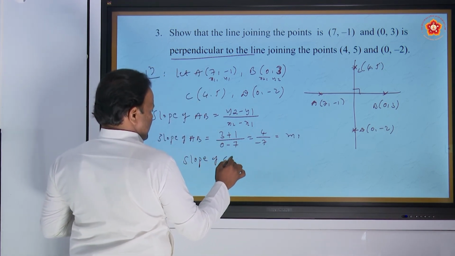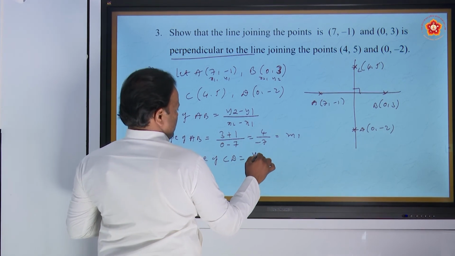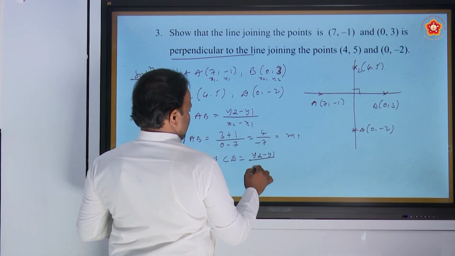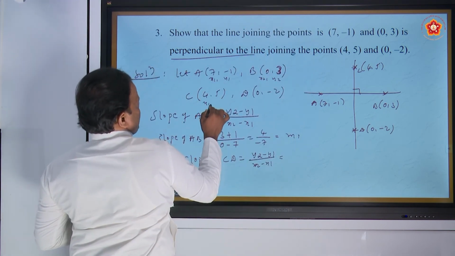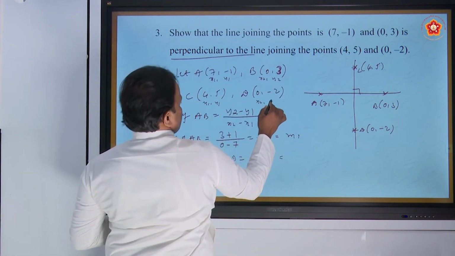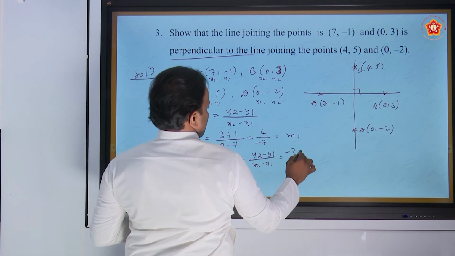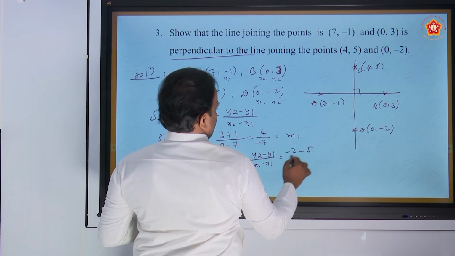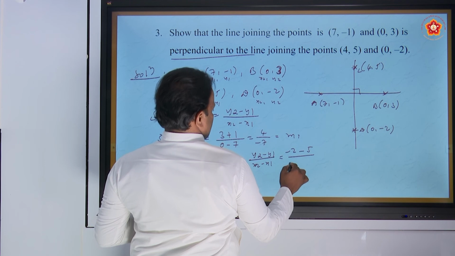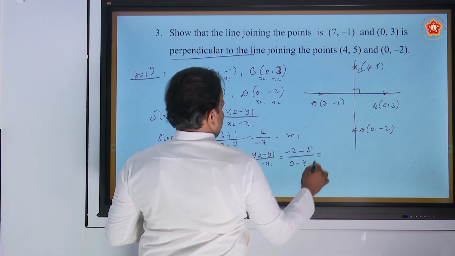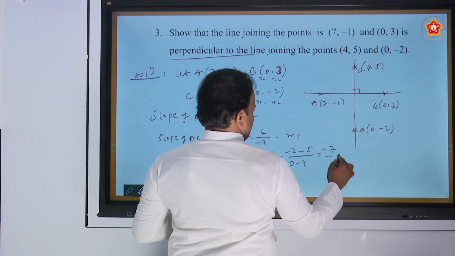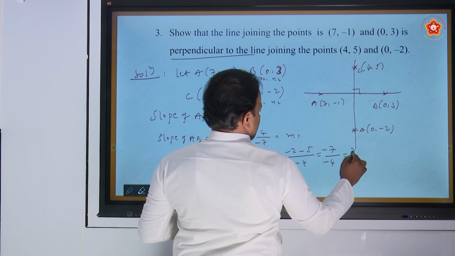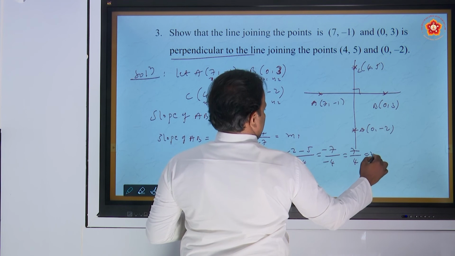Slope of CD is equal to, once again, y2 minus y1 divided by x2 minus x1. So this is x1, y1, this is x2, y2. CD slope is y2 minus y1, that is minus 2 minus 5, divided by x2 minus x1, that is 0 minus 4. This becomes minus 2 minus 5 is minus 7, divided by minus 4, which is nothing but 7 by 4. This is M2.